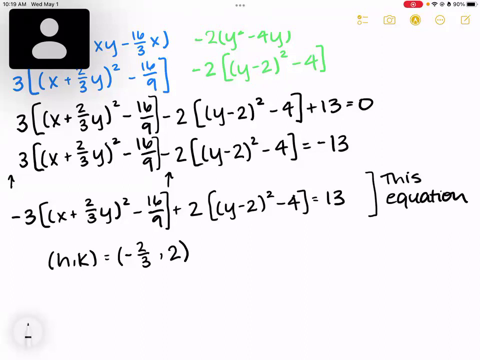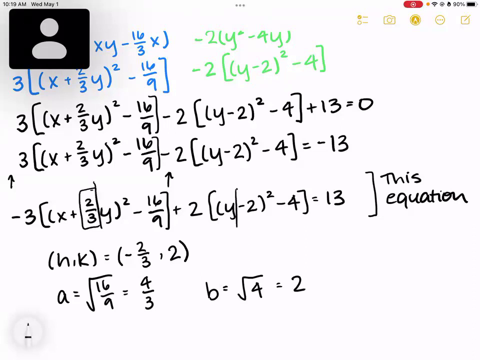Then to find A and B, you will take the square roots of the values under the squared terms. So A is going to be the square root of 16/9, which equals 4/3. And then B will equal the square root of 4, which is 2. As a reminder, this right here is where we got the h term. This is where we got the k term. This is where we got the A term. And this is where we got the B term.